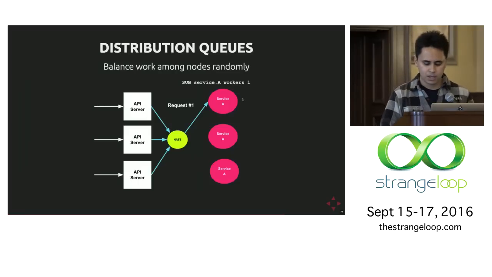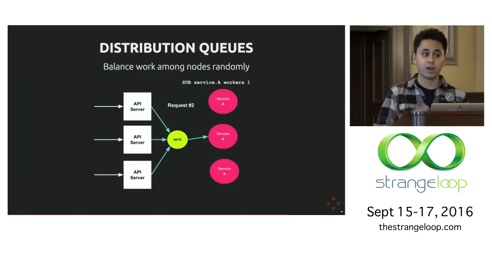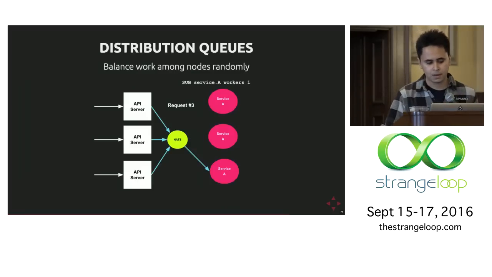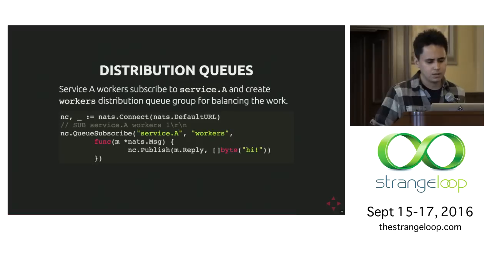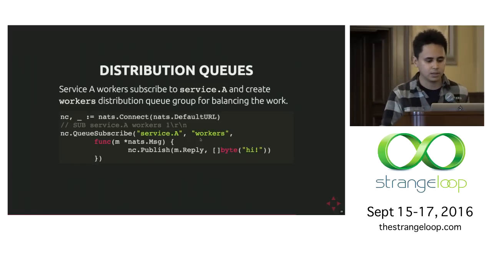So now, if we publish a message on this service.a, each one of these messages will be balanced randomly among these different service nodes. So it's not broadcasted anymore. Each one of them will receive it randomly. Yeah, it's not round robin, it's random. And the API for doing this is queue subscribe. Here we are subscribing to service A and using the name workers for this group.